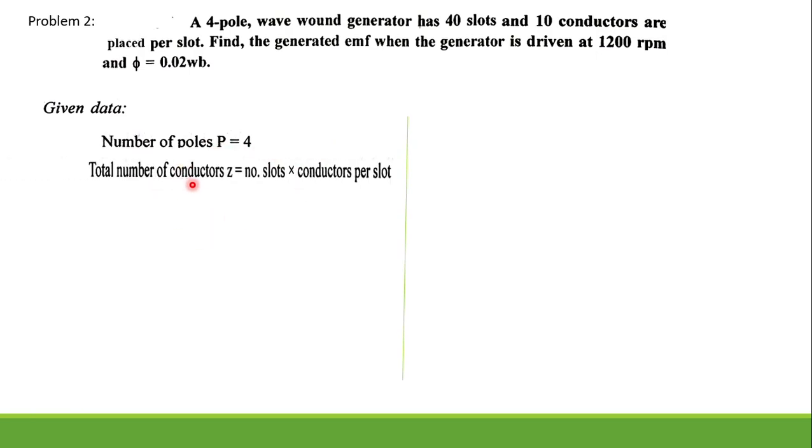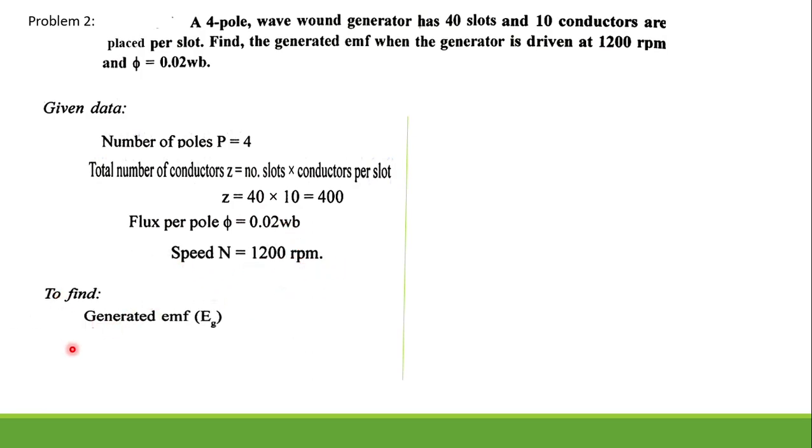Total number of conductors Z is equal to number of slots and the conductors per slot. We have to multiply number of slots with the conductors per slot. Here the given number of slots is 40 and the conductors per slot is 10. 40 into 10 is equal to 400. Z is equal to 400. Flux per pole phi is equal to 0.02 Weber and the speed N is 1200 rpm. The required data is generated EMF. Very easy to calculate that.